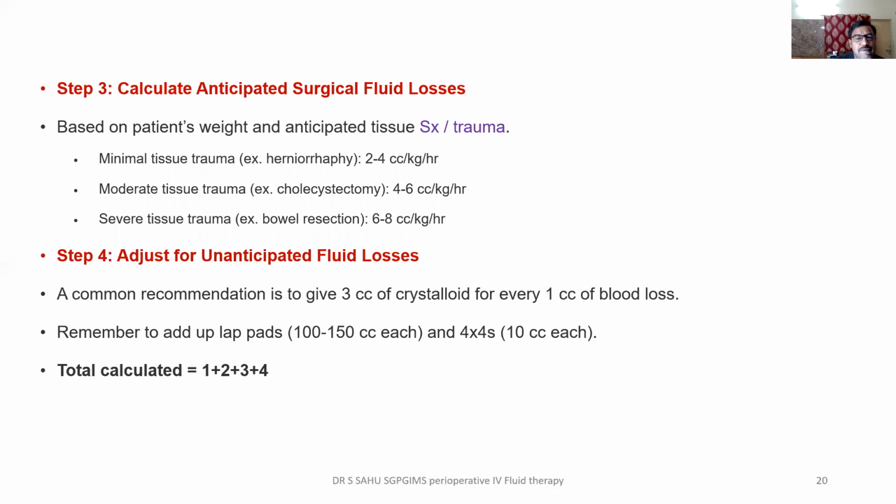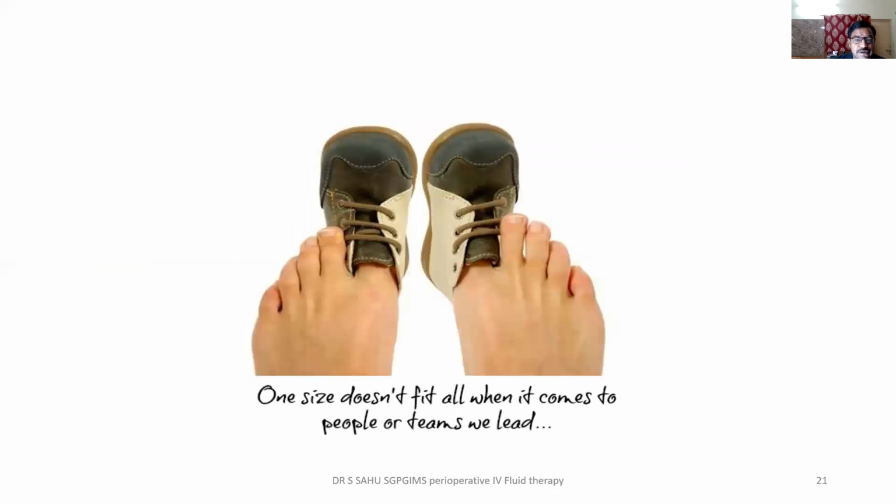Like for 1 ml of blood, we give 3 ml of crystalloid. Sensible and insensible losses, whether respiratory or skin losses, we calculate. And now we add all this, and on the basis of all this calculation, we give fluid. But does this calculation fit all? Means all age groups, all weights? No, because we can't fit it to all patients, all types of surgery, all high-risk patients.